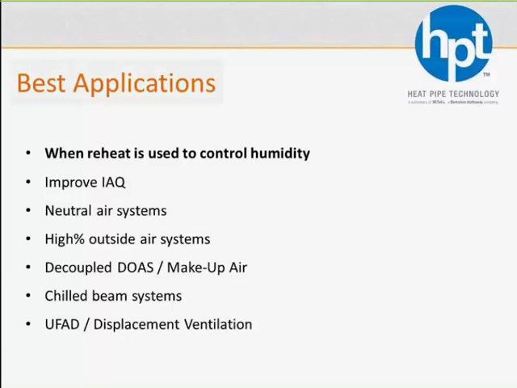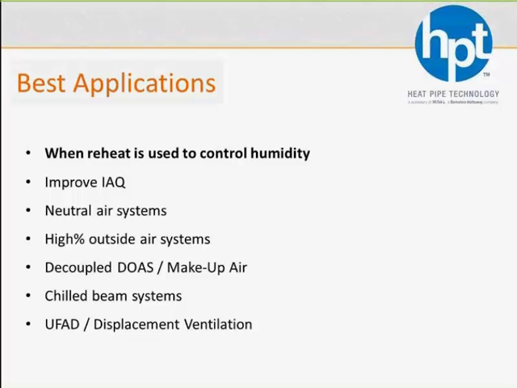So the kind of applications that we most commonly get into, first of all, and I got it bolded there, because from an energy standpoint, it's all about the reheat. Whenever reheat is needed to control humidity for part load control, the wraparound heat pipe should always be the first thing that comes to mind, because not only is it going to give you free reheat, but it's going to pre-cool while it's getting it. And the more reheat you want, the more pre-cooling it's going to do.